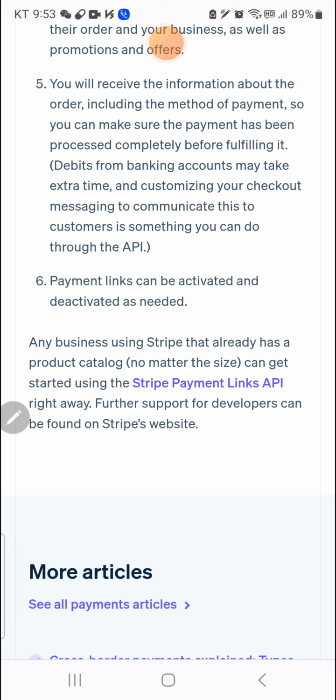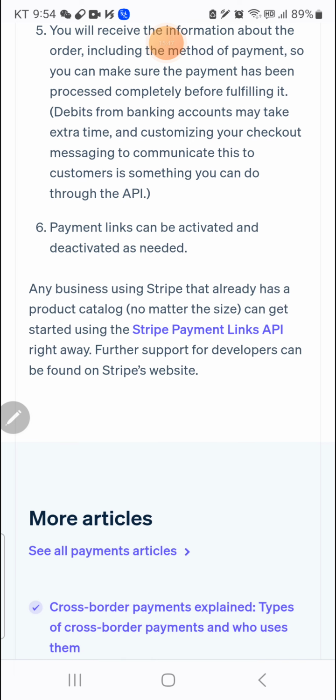Any business using Stripe that already has a product catalog, no matter the size, can get started using the Stripe Payment Links API right away. Further support for developers can be found on Stripe's website. So from this article, it's good. APIs really make your card transactions easy, payment methods.